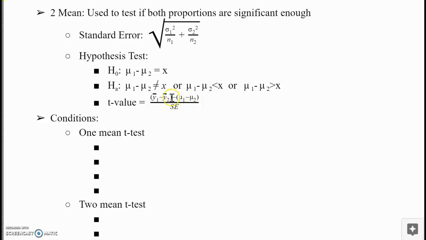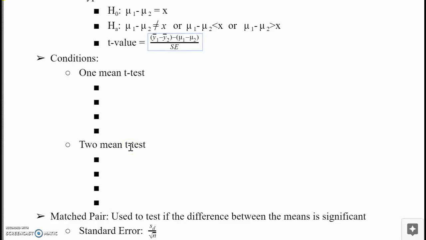That would be a perfectly acceptable answer. But the reason I keep it here is because sometimes when the mu1 minus mu2 is not equal to 0, you're going to have to find that value and put it in. Now again, your conditions, if you would like, you can fill this out. So pause the video and quickly do it.